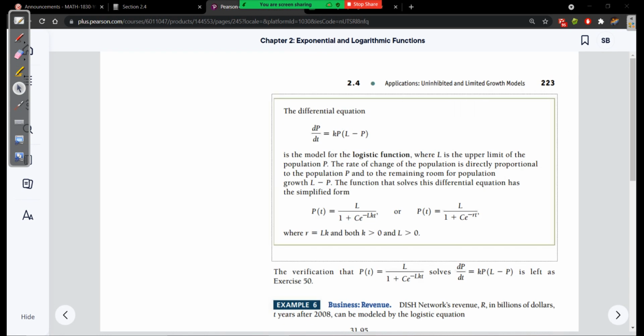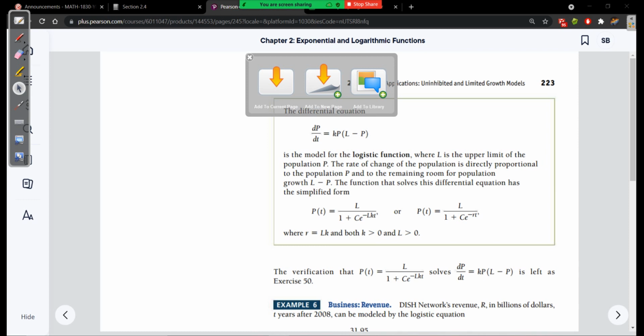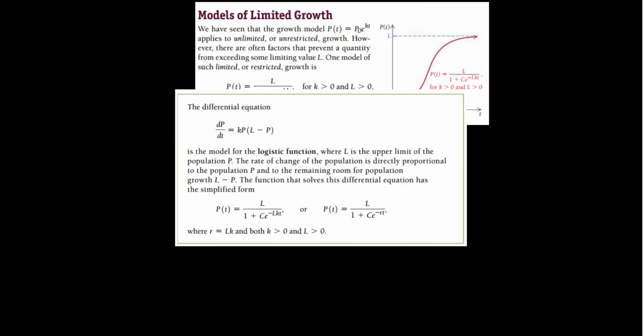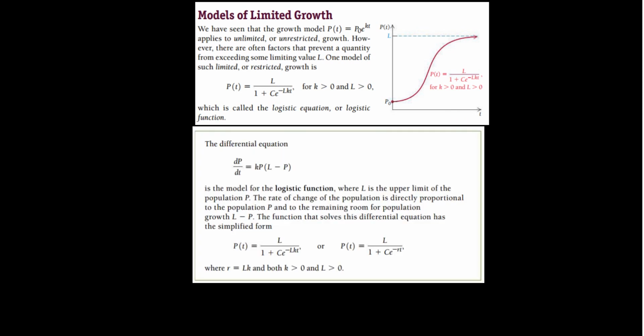And models of limited growth, like exponential models, also have limiting factors to it. But we'll see examples of how it's good. So models of limited growth, we've seen that the growth model, P of t, applies to unlimited or unrestricted growth. However, there are often factors that prevent a quantity from exceeding some limiting value L.